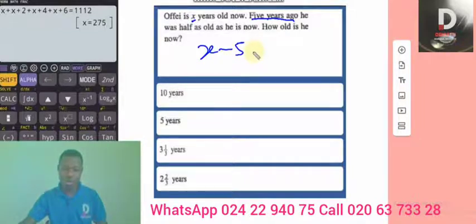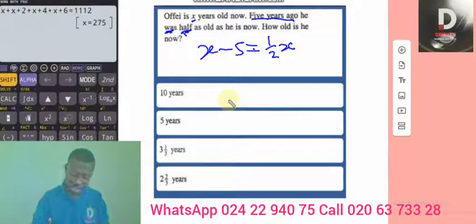So 5 years ago, he was, and I said mathematics, "was" means what? Equal sign. You must speak it. It's a language. It's mathematics. It's an English language, or French, or Latin, or Greek, or Spanish, or whatever language. Mathematics is English and logic. He was half as old as he is now. Half as old as he is now.